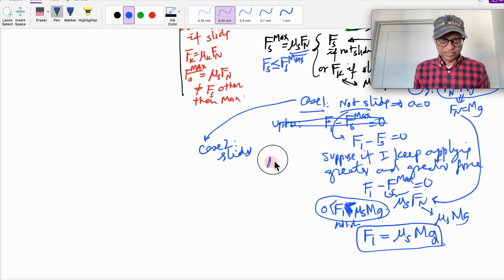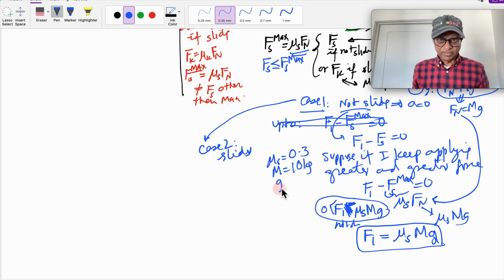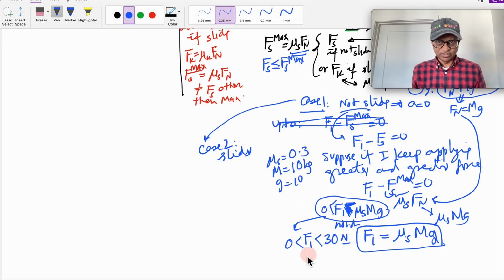Say mu s is 0.3 and m is 10 kilogram and g is 10. Then this says F1 from 0 up to 30 Newton. If you multiply these together, you get 30 Newton. Up to 30 Newton, it will not slide.